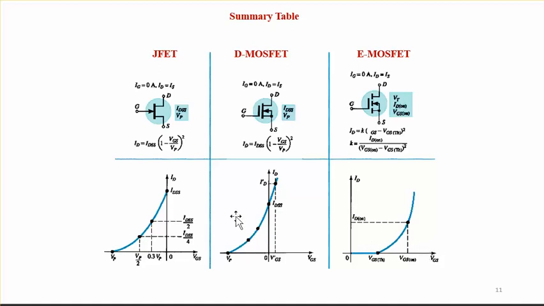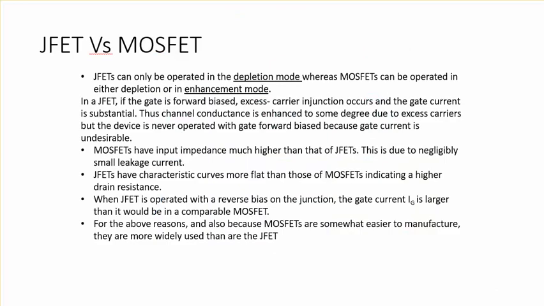Here also there is not a big change between JFET and D MOSFET, because in JFET as well as D MOSFET we have a physically existing channel. Only in E MOSFET we don't have a channel which is physically present. So that is the comparison between the JFET and MOSFET.